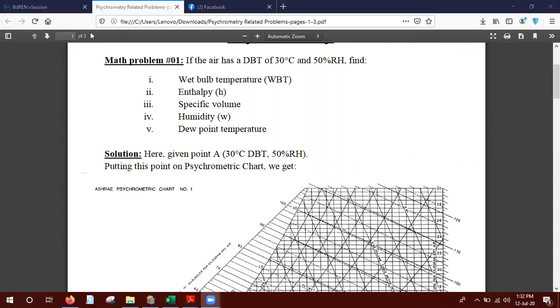So we are starting today's problem. Suppose the first one says, my students, that we placed the psychrometer in the atmosphere and we got the dry bulb temperature of 30 degrees Celsius. DBT is the short form of dry bulb temperature, and 50% relative humidity.